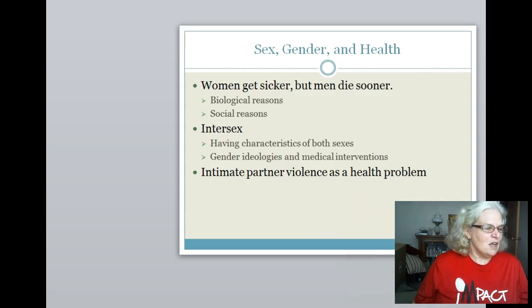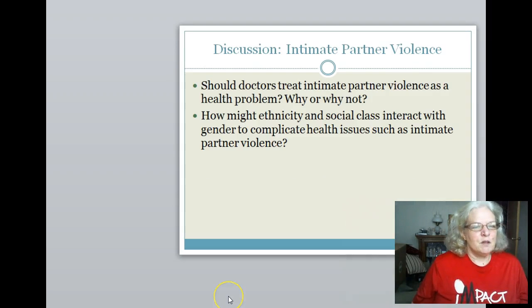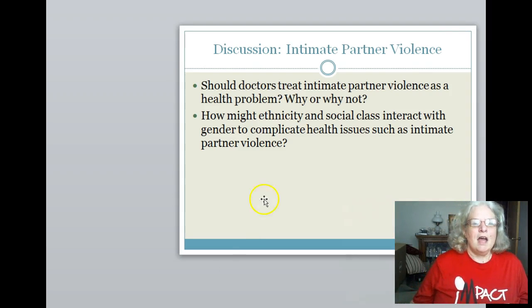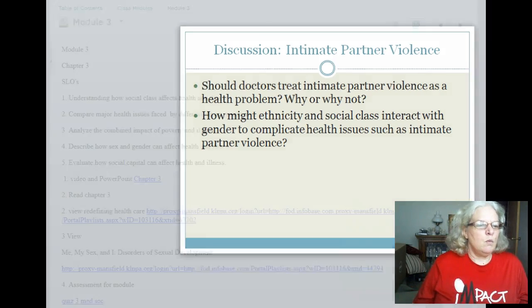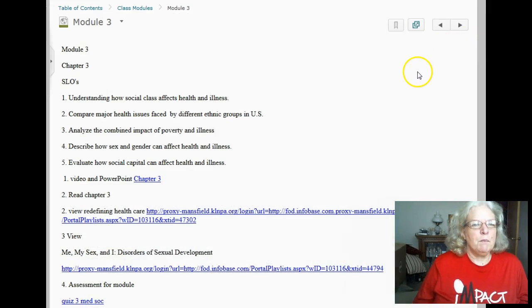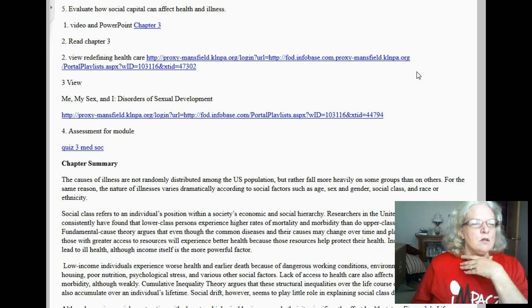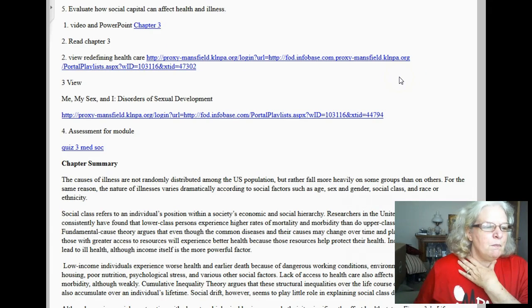Now, the slides finish up with the discussion of domestic partner violence, but there are significant other pieces in this chapter that go forward. And we already know that both men and women face domestic partner violence, but women are more likely to be killed and hurt at a higher level than men.